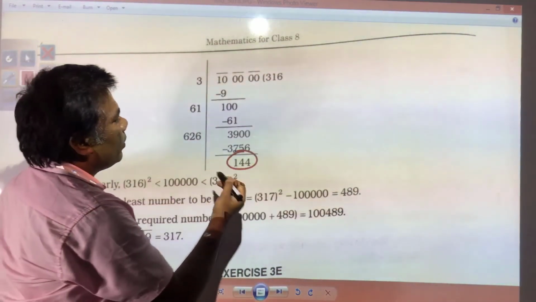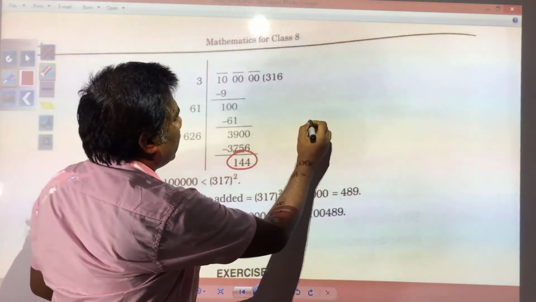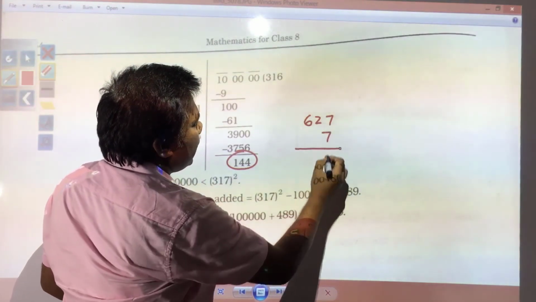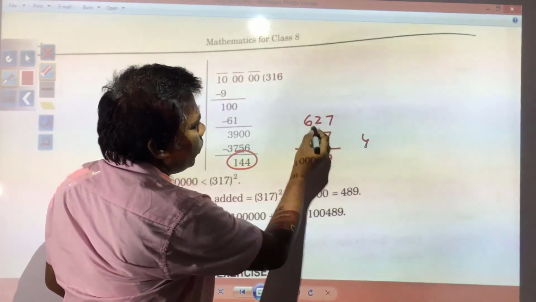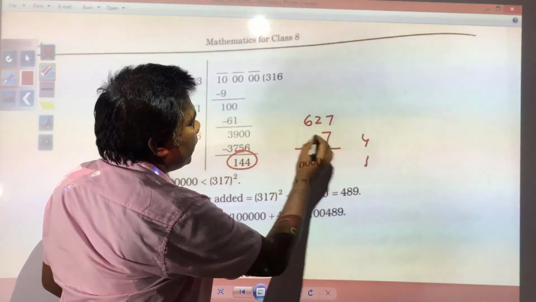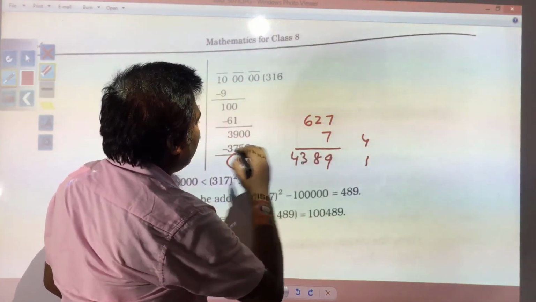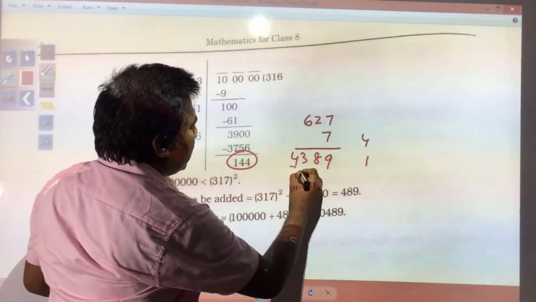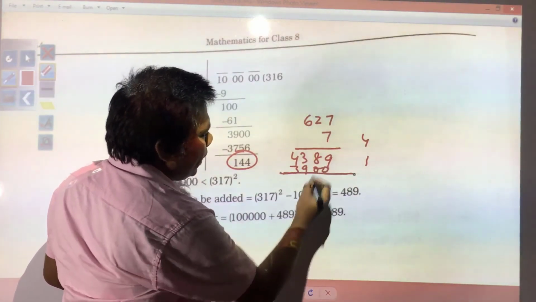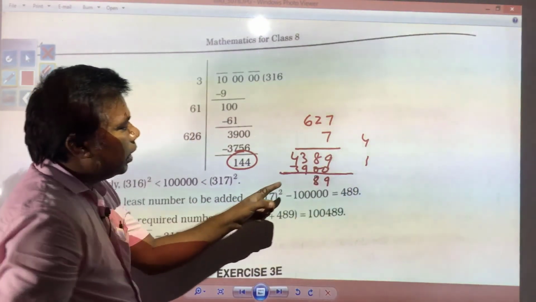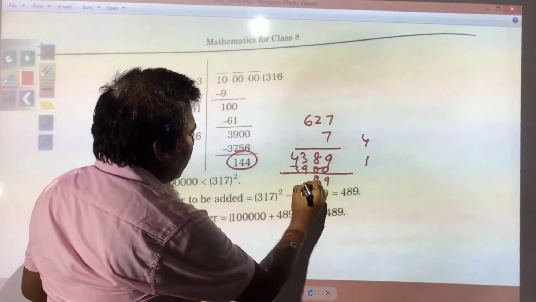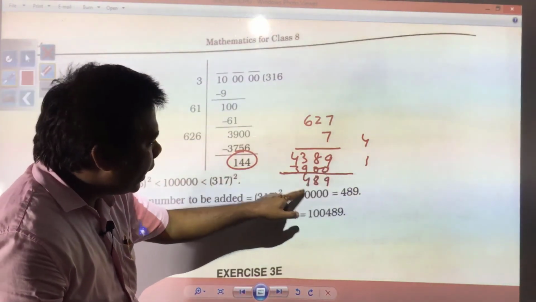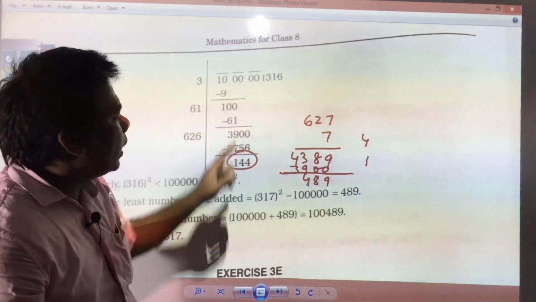If suppose 7 times it would be taken, what would you get? 6, 2, 7 and 7. 7 sevens are 49, 7 twos are 14 and 4 is 18, 7 sixes are 42 and 1 is 43. Now you see 4389 you have got, but here you have the dividend 3900. You subtract this 9, 8 and 13 minus 9 is equal to 4. So if you add 489 to this number, you will get the perfect square.